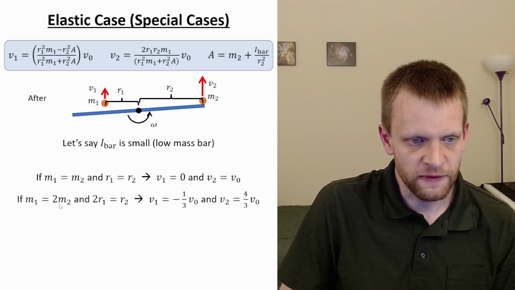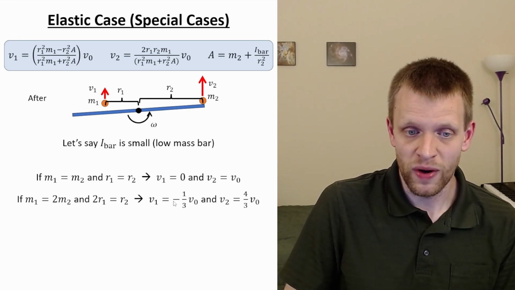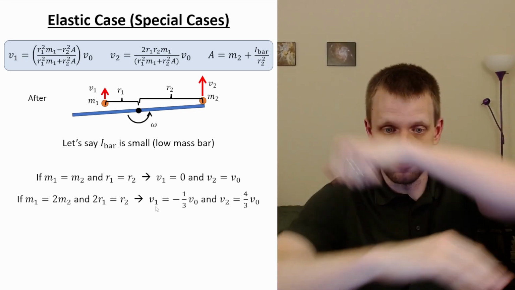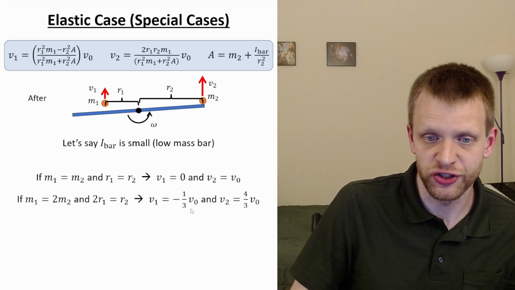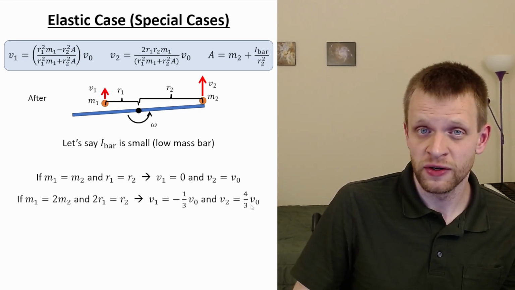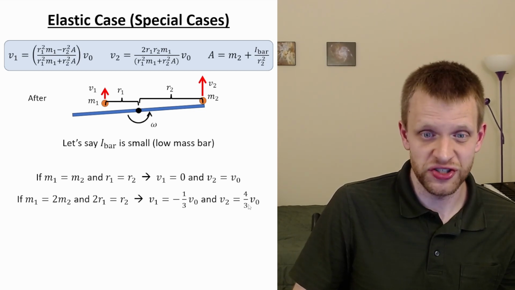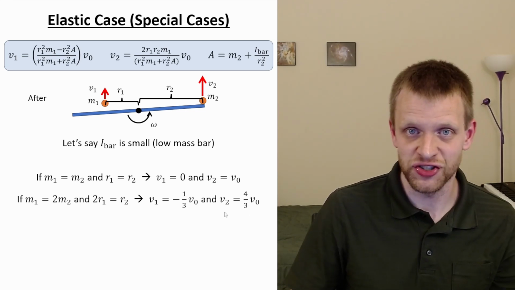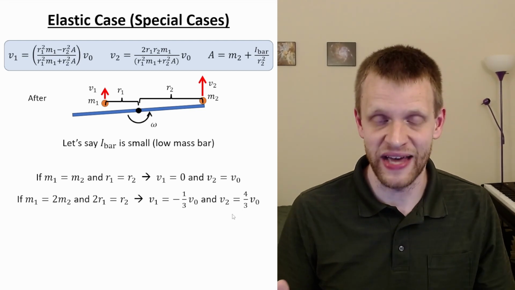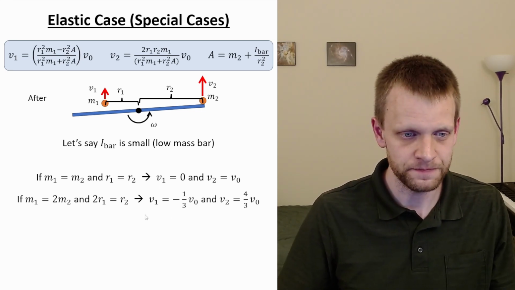So if we have m2 is half the mass, but it's at twice the distance, well, then object 1 should actually bounce backwards a little bit at a third of its initial velocity, and object 2 will reach 4/3 of the initial velocity of object 1. So again, even though this elastic case launches this with a higher speed, it's still nowhere close to double the original velocity of the object.